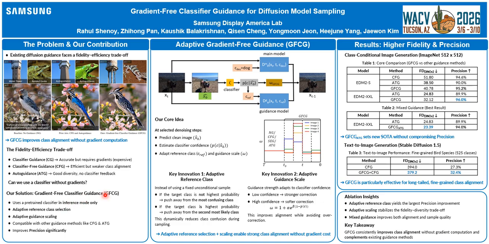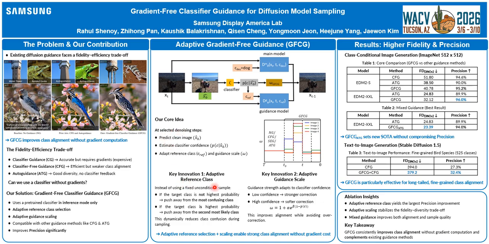The main idea is simple but powerful. Instead of computing gradients from a classifier, we use a pre-trained classifier only in inference mode to guide the diffusion sampling process. At selected denoising steps, the model first predicts the estimated clean image, or x0 hat, from the noisy sample. Then we evaluate the classifier to estimate the probability of the desired class. Based on this classifier feedback, GFCG introduces two key innovations.